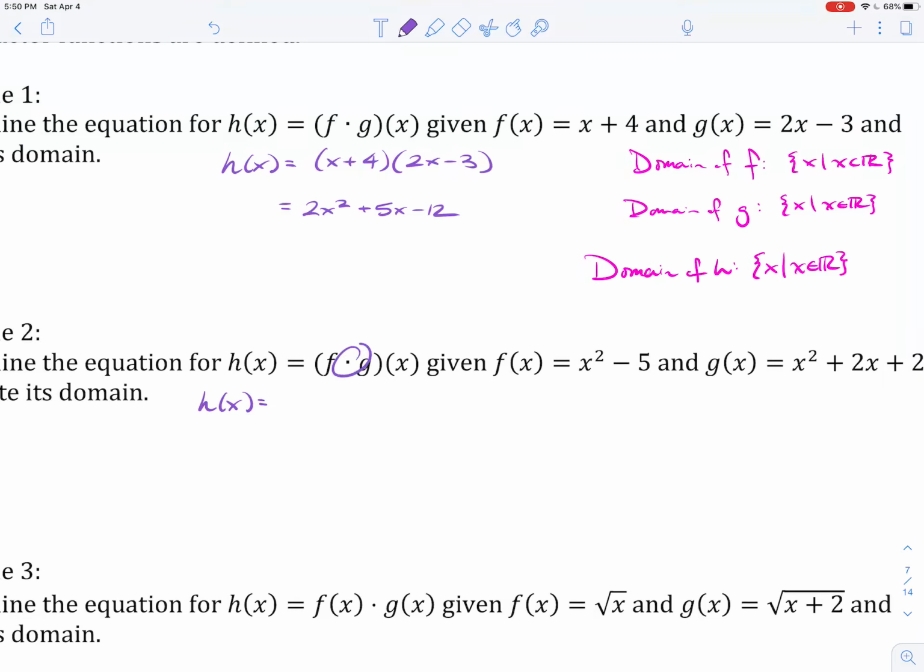h of x is the product of f and g. f of x is x squared minus 5. g of x is x squared plus 2x plus 2. There's your product function. If you choose to expand and simplify, you'll get some stuff.